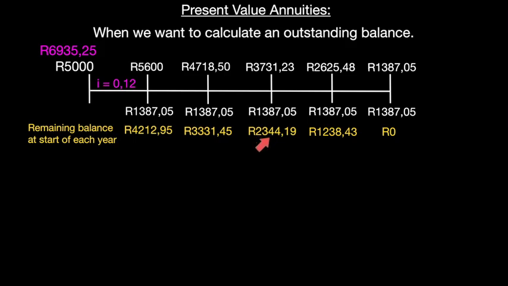Now, listen very carefully to the following, because this is what it actually means. When we want to calculate an outstanding balance, we want to calculate the present value of the payments that we still have to make. So there are still 1, 2 payments that we need to make. So our N will be equal to 2. So again, what is an outstanding balance? It is the present value of the payments that we still need to make.